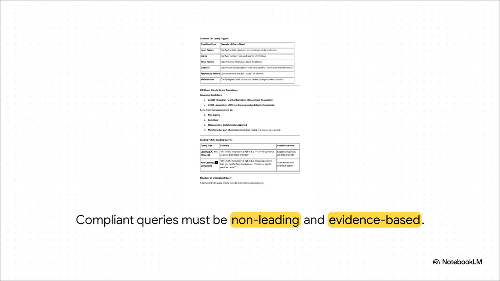Speaking of compliance, we have to adhere strictly to standards from bodies like AHIMA and ACDIS. This means compliant queries must always be non-leading and evidence-based. For example, if a patient's hemoglobin is 6.2, you can't just ask, "Doctor, do you agree this is acute blood loss anemia?" That's a leading question and a huge red flag for an audit. Instead, you keep it open-ended. You say the patient's hemoglobin is 6.2 following surgery. Can you clarify if the anemia is acute, chronic, or due to another cause? You have to give the physician the clinical freedom to actually make the diagnosis.